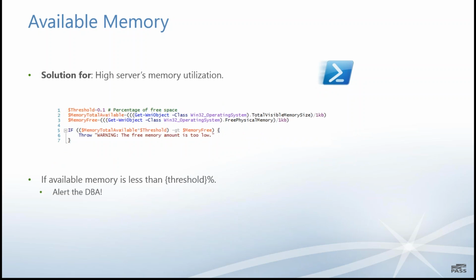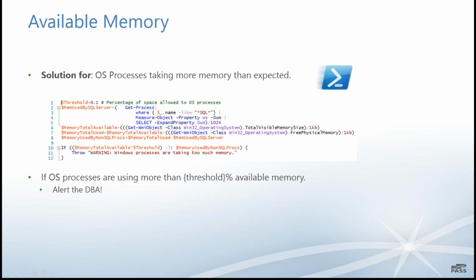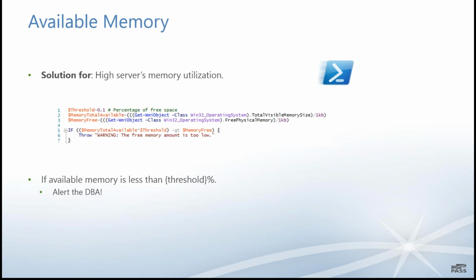And the last one, the high server memory utilization. Again, most of the monitoring tools that you have are looking for this. This is a derivation of the previous script, but I'm just looking for the total utilized memory against the available memory, and set again a threshold to alert the DBA or the person that is monitoring the server.